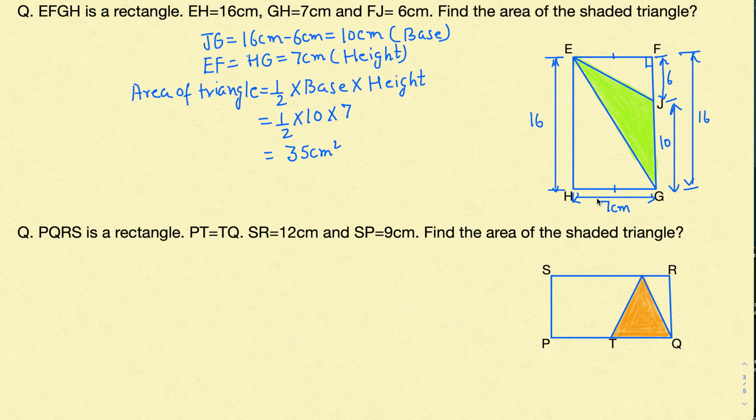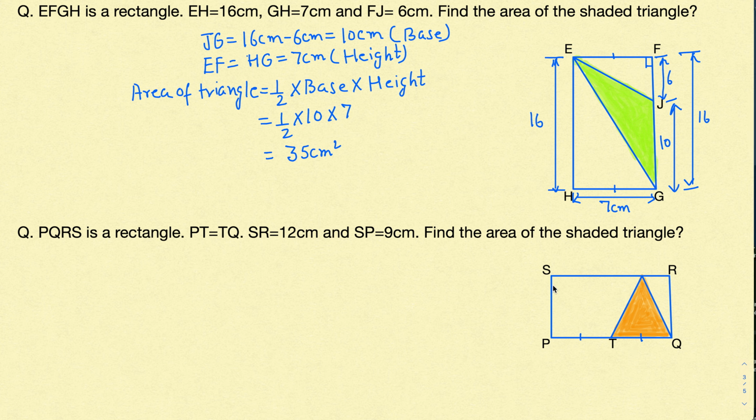So let's look at another question. It's somewhat the same, a slight variation of it. In this one, PQRS is a rectangle, you can see here. Then PT is equal to TQ. That means this length PT is the same as TQ. So here we can say these two are equal, right?